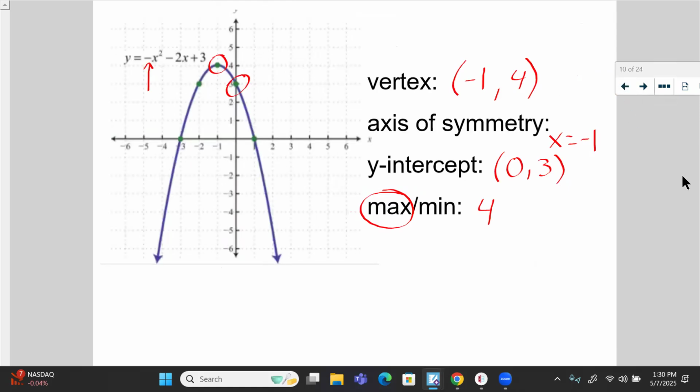All right. So that is the lesson for today. You're able to identify your axis of symmetry, your vertex, your y-intercept, and your maximum or minimum value. Remember, your axis of symmetry is x equals the opposite of b all over 2a.